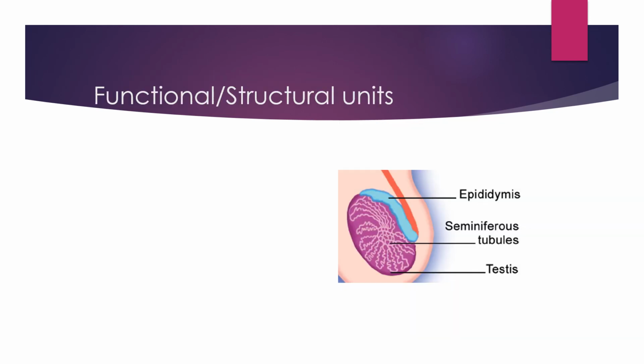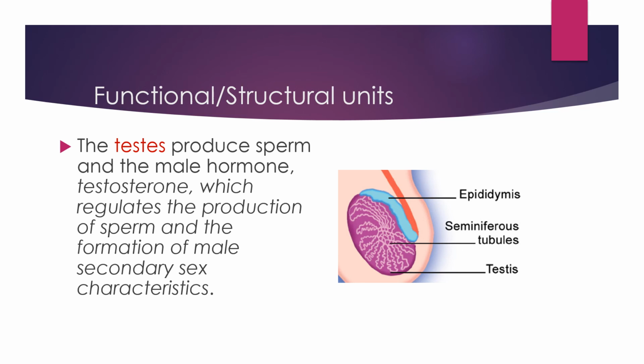The functional and structural units of the male reproductive system are, we're going to say, the testes, because they are the things that actually produce the sperm. And they also produce the male hormone testosterone, which regulates the production of sperm and the formation of male secondary sex characteristics, like getting taller, growing facial hair, all that kind of thing.